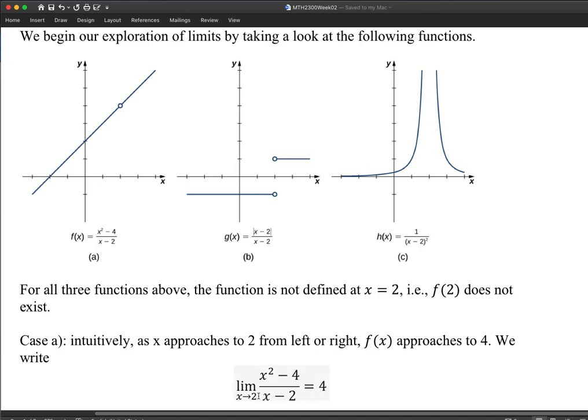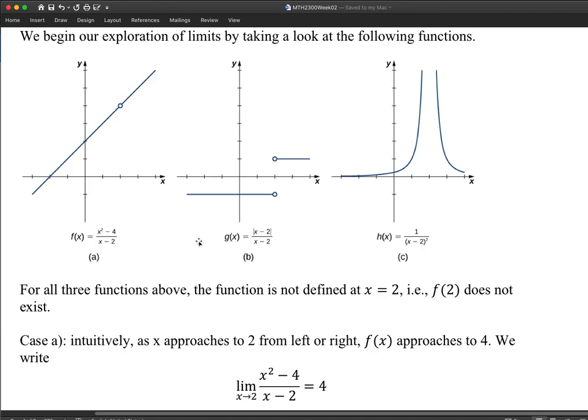The limit of this expression, which is a function, as x approaches 2 is 4. And one thing you may want to know, what's tricky here, is that the function value f of 2 is not defined. So it is an unusual situation. This is basically how we observe a limit from the graph.